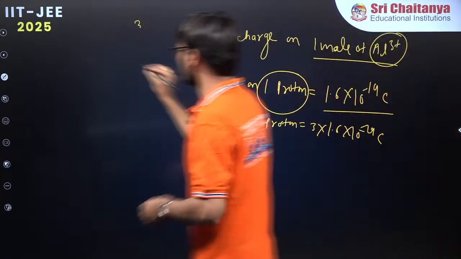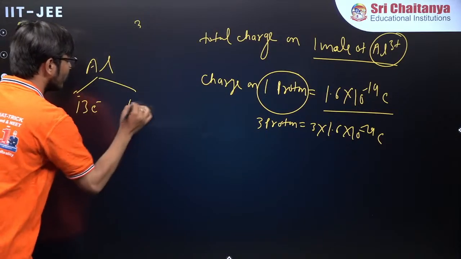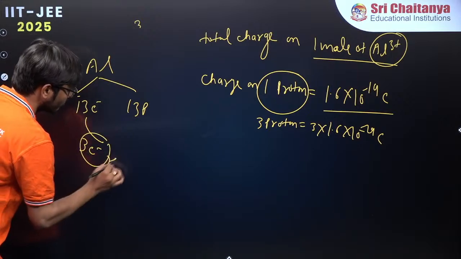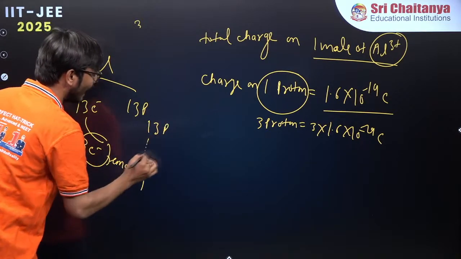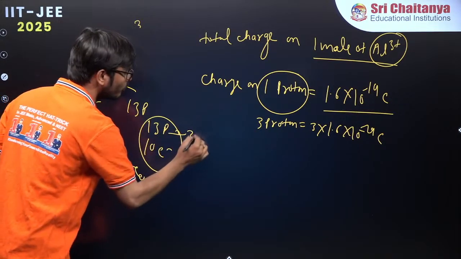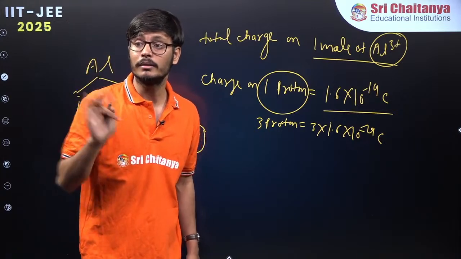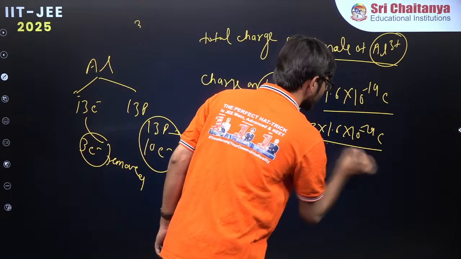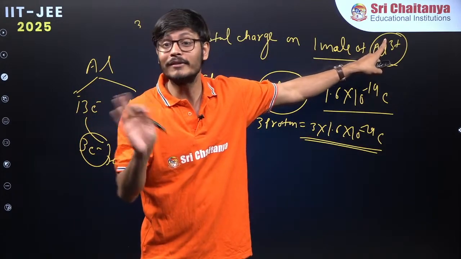I hope this is clear to everyone, right? Aluminium contains 13 electrons and 13 protons. 3 electrons are removed. So we have 13 protons and 10 electrons. 10 electrons and 10 protons cancel each other. What do we get? Extra 3 protons. So the charge of 3 protons is this much. But do we have 3 protons? No, we do not have 3 protons.